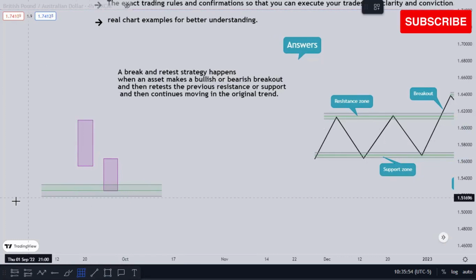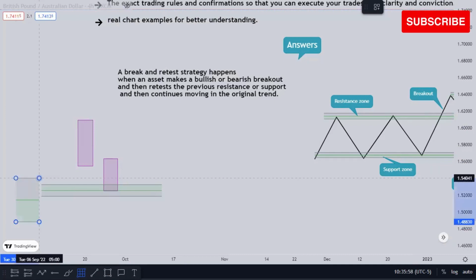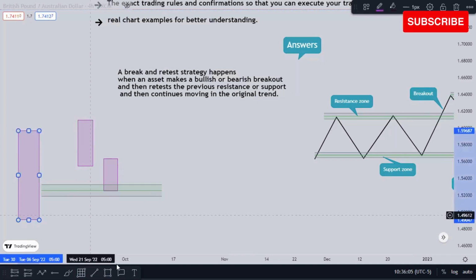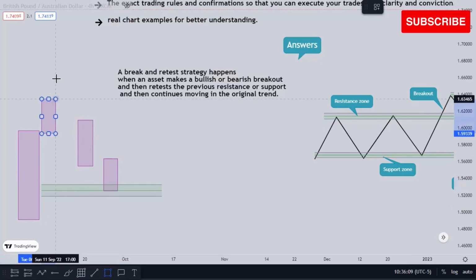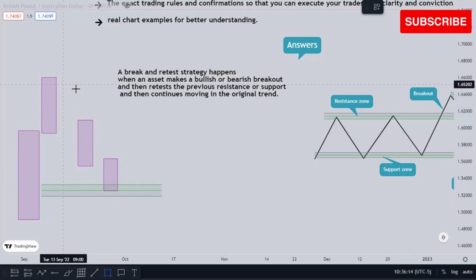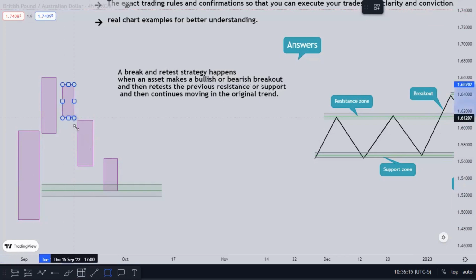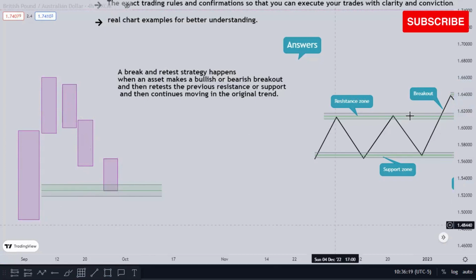Let me put a breakout candle here. The candle was in the trend, then it broke. Oh, I keep taking the wrong box. The candle was in the trend here, then the candle broke this trend. Okay, it broke the trend, then started pulling back in. As you can see here, it started pulling back in, then tapped into your zone. Okay, this zone, it tapped in.